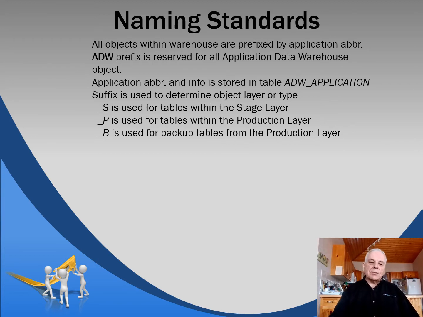Now, what happened is once data was staged, it was put into an _s table. When it was completely staged, the first thing that happened is if there were any _b tables for that particular application, they would be removed. Then the _p would be renamed to _b, and the _s would be renamed to _p. By the fact that you're renaming, you're actually not deleting the object.